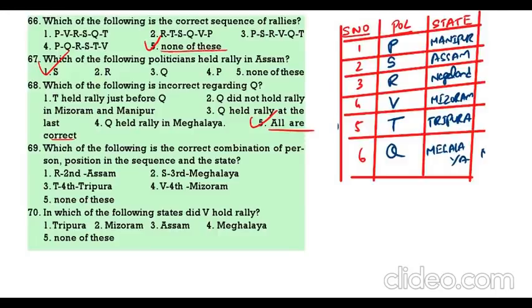Which of the following is the correct combination of the person, sequence and the state? Second Assam, that is not correct. S3 Meghalaya not correct. T4 Tripura not correct. V4 Mizoram correct. We hold rally in which state? That is Mizoram.